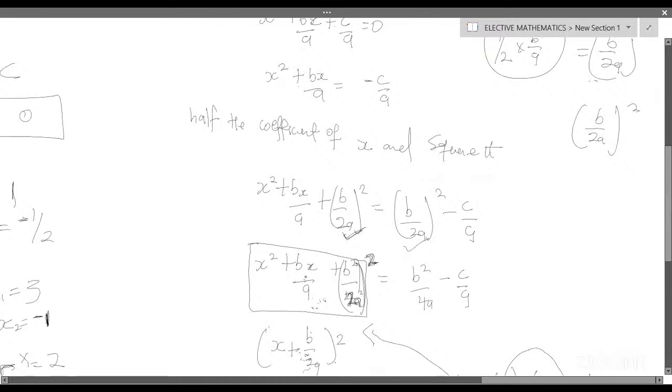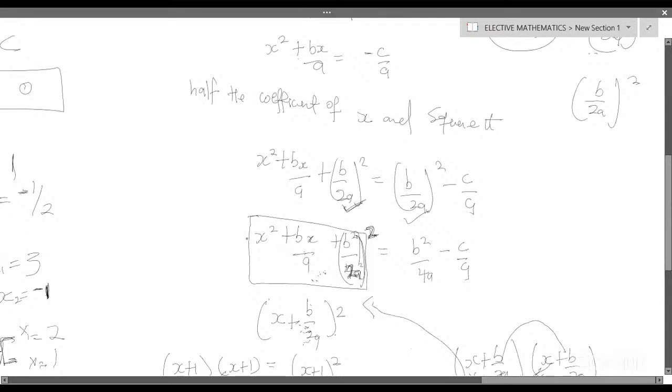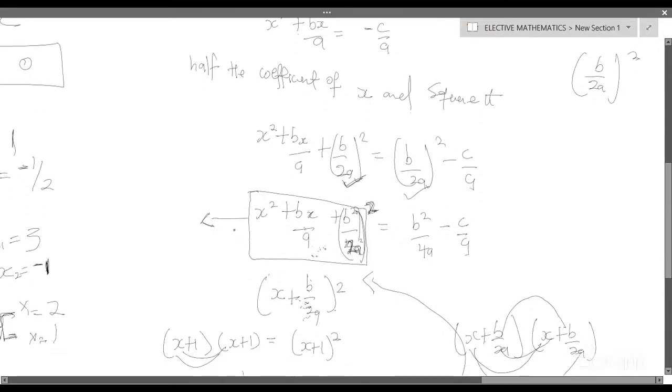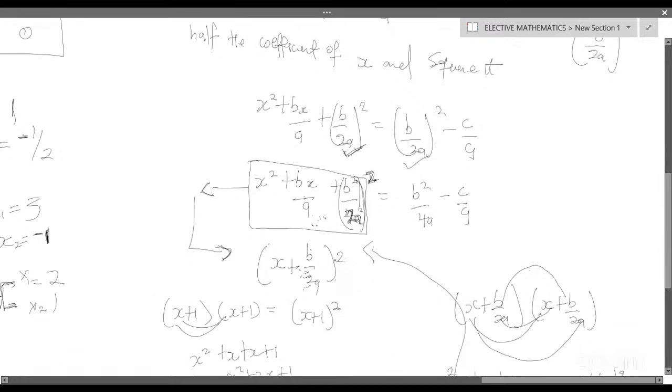So this is it at the left-hand side, and this is it at the right-hand side. You get the point. So at the left-hand side, we will have x squared plus bx over a plus b over 2a all squared. Good. But with this one, there's no way we'll be able to make x the subject in this particular state. We have to condense it to form this one. So when you condense it, this is how it's going to be: x plus b over 2a, all squared.